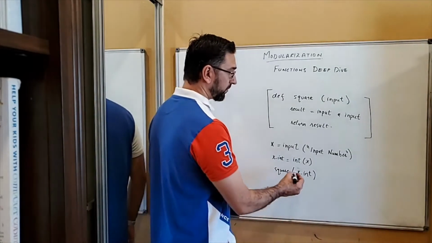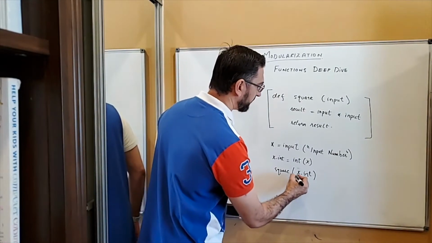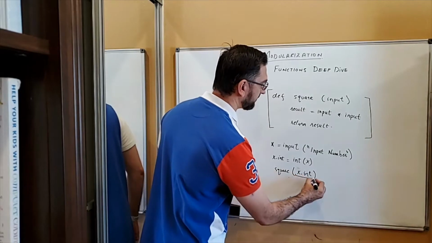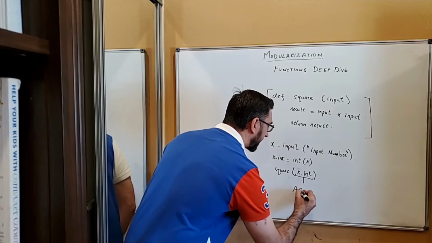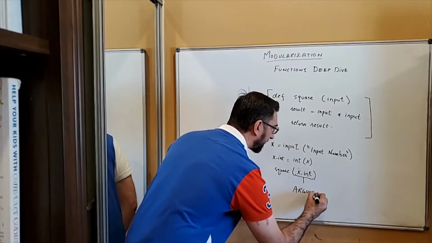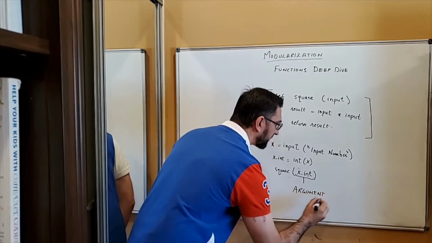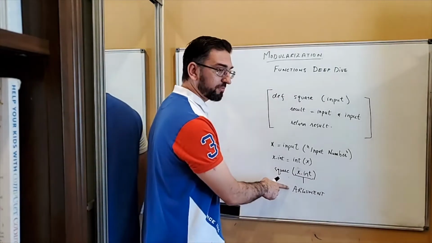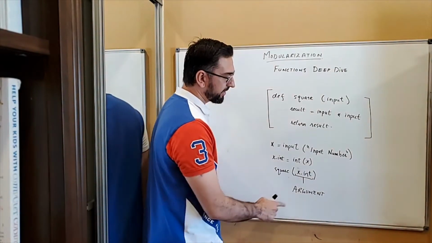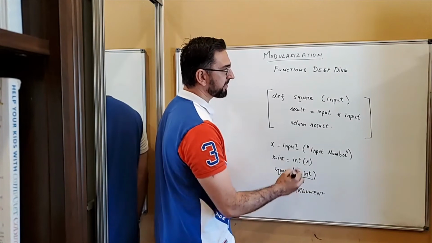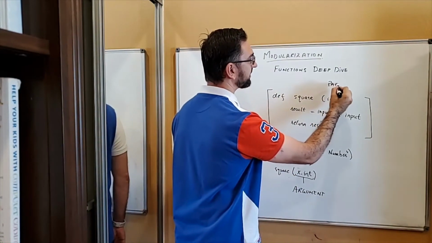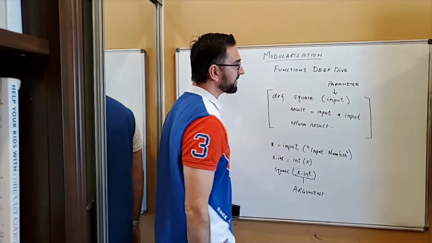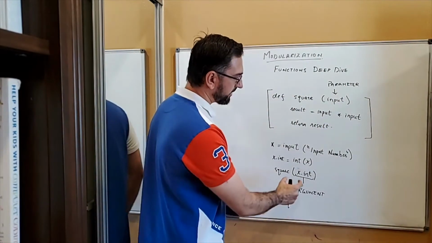Now, what this will do is, when we call the function and give it some input, this is called an argument. Passing an argument to the function. This argument is passed to the parameter. This is the parameter. So what happens is the value of this x.